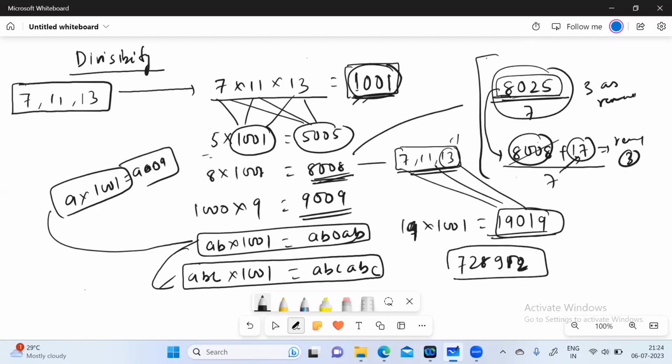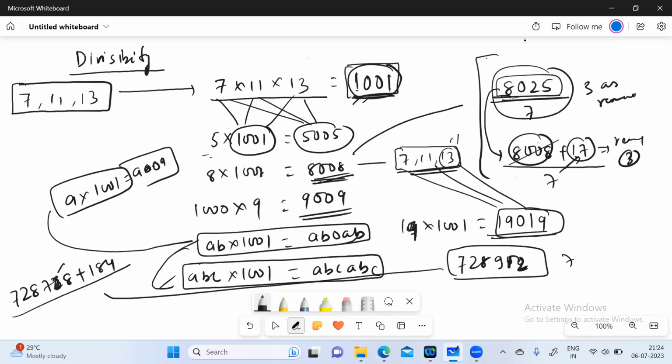And if someone wants to know whether this number gets divided by 7 or not, what I'll do here is I'll break this number as 728 and 728. And I'll find the difference from this number. So the difference would be 72 plus 112, it will be 184.